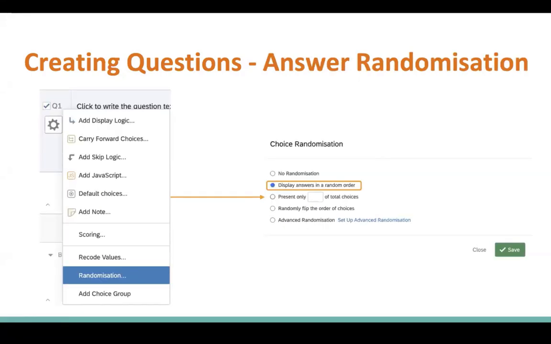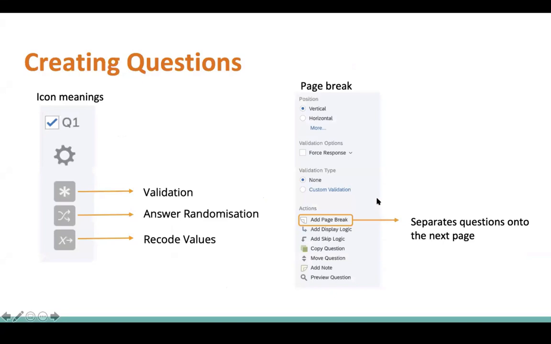So, on to randomization. It's likely that when you present your survey to your respondents that you'll have to randomize your answers. To do so, you'll have to click on the settings button on the left again, click on randomization, and this choice randomization window will also pop up. All you have to do is just select display numbers in a random order, save your choice, and you're done. So, icon meanings.